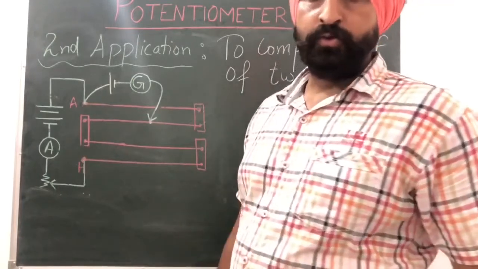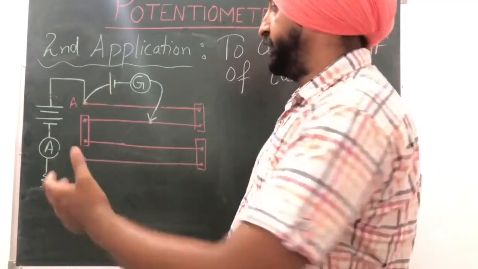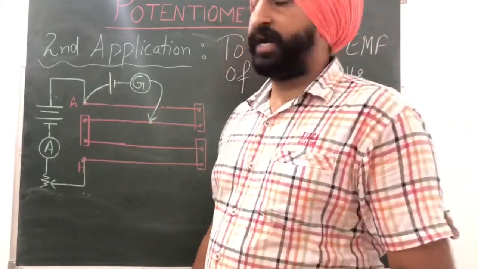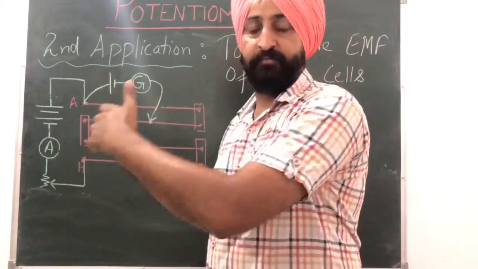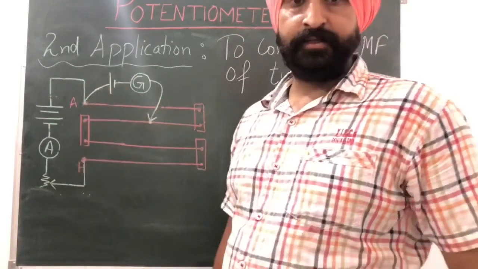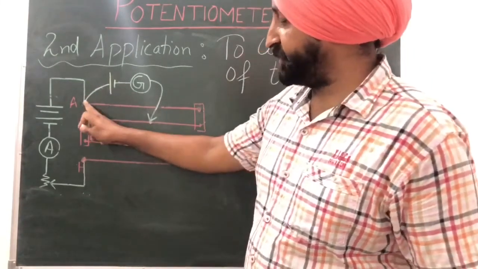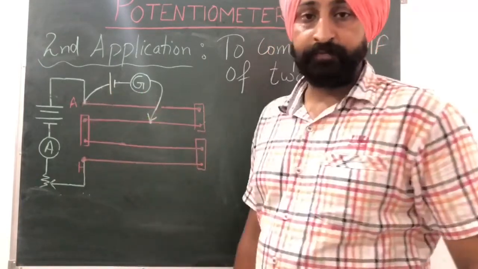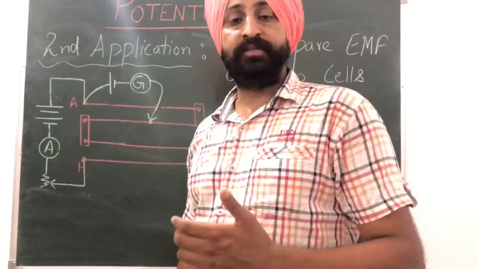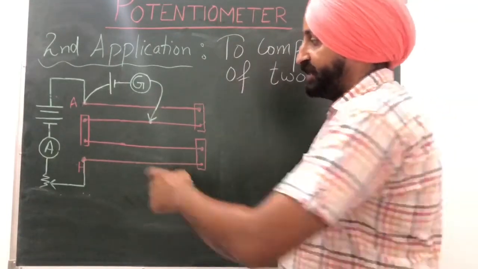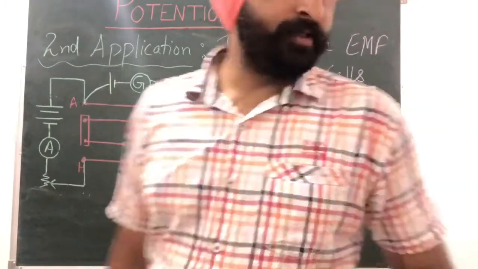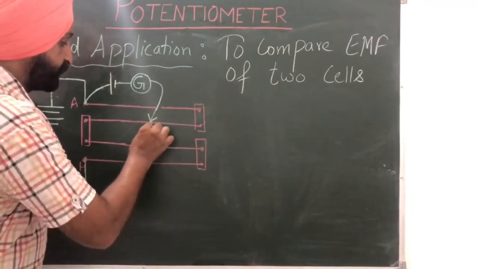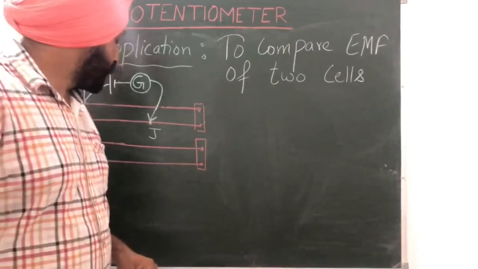You can also use a two-way key, and you can switch between the two cells by changing the keys, or you can have two cells and connect them one by one in this circuit. Like here I have connected the first cell in this circuit, and I will be sliding the jockey starting from point A to find out the null point or the balance point. Suppose the balance point that we have got is at this point. Let this point be J, as we have taken it in the earlier example also.